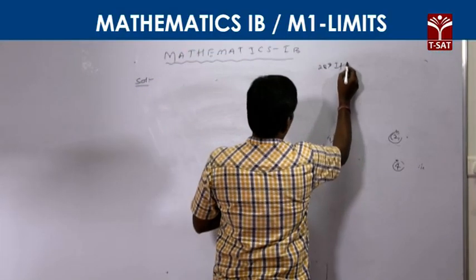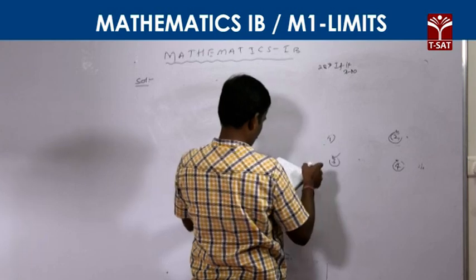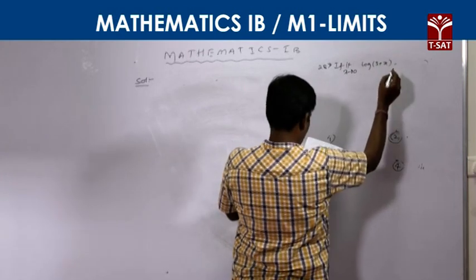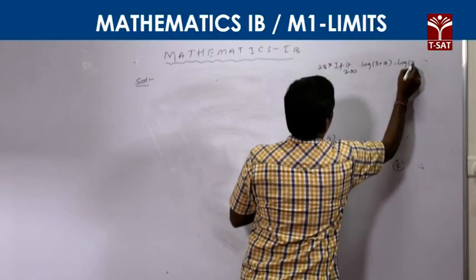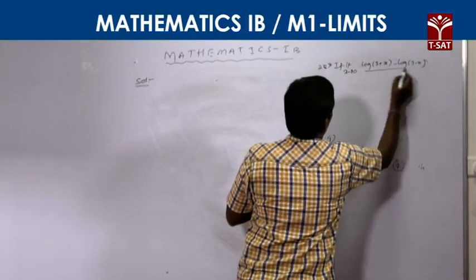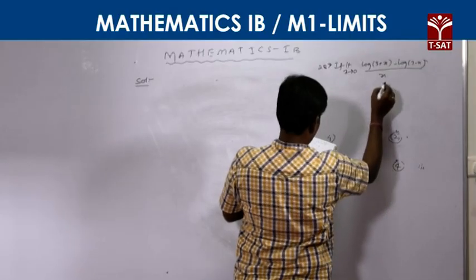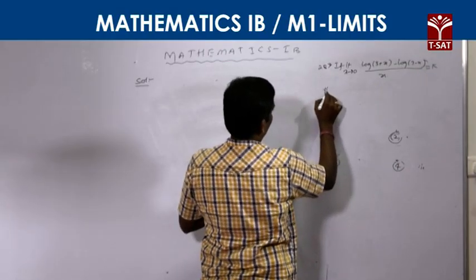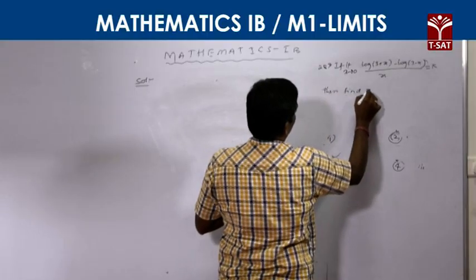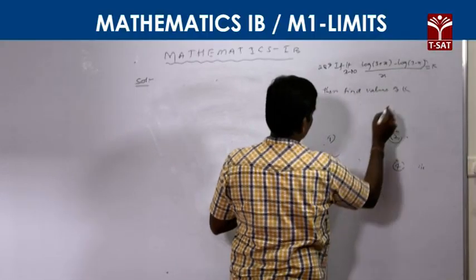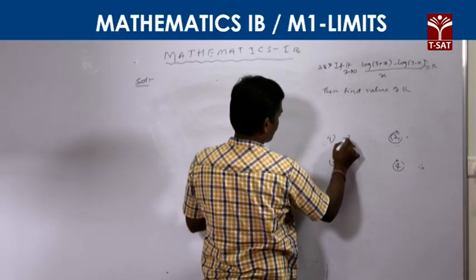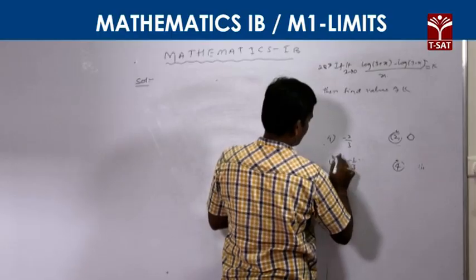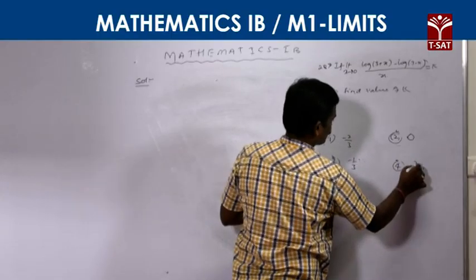If limit extends to 0, log of 3 plus x minus log of 3 minus x by x is equal to k, then find the value of k. So the options are minus 2 by 3, 0, minus 1 by 3, 2 by 3.